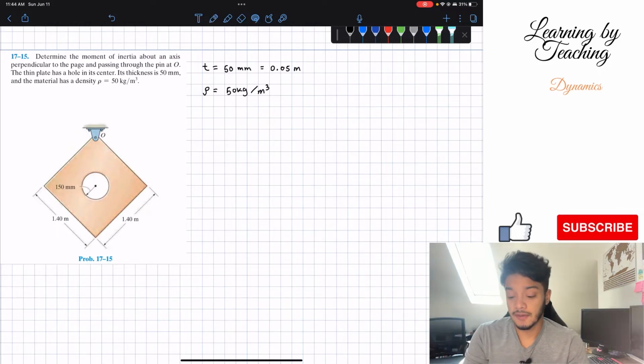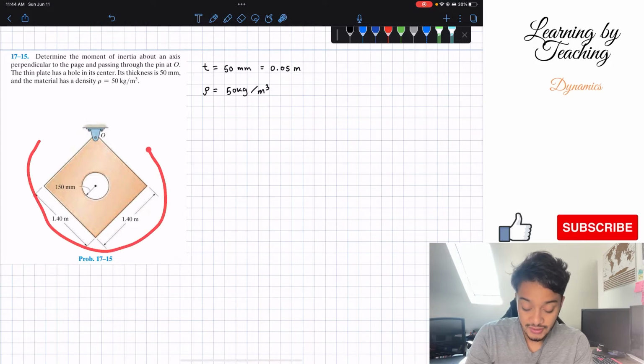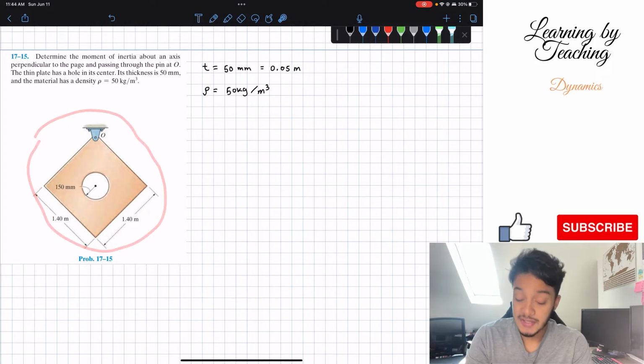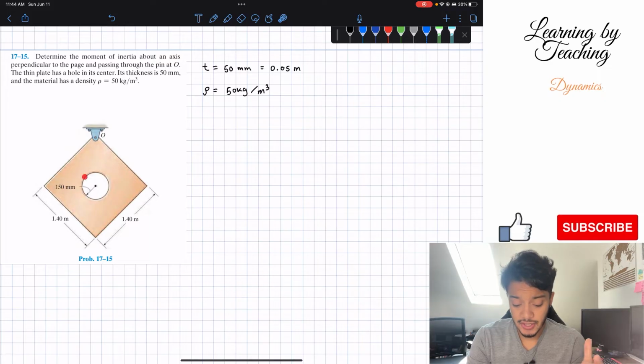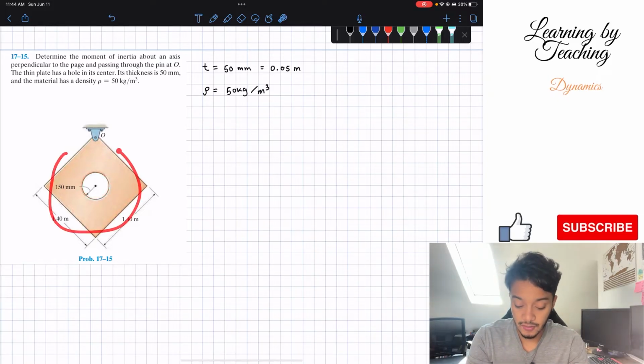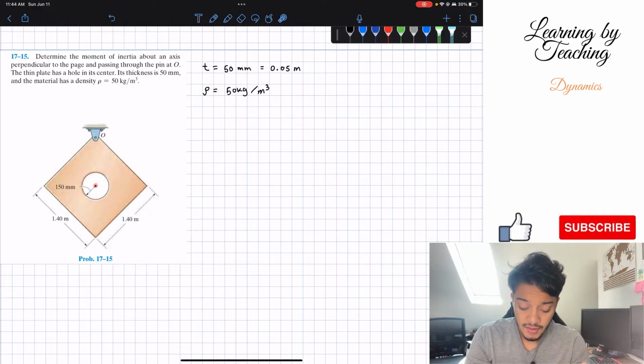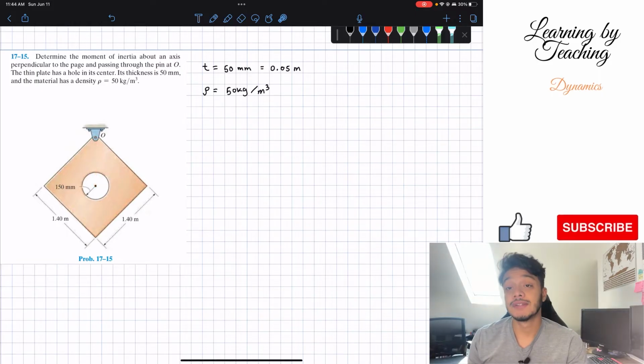How are we going to solve this problem? Well, what we're going to do is calculate the moment of inertia of this basically square, and we're going to subtract the moment of inertia that this circle will create, since it's actually non-existent. We subtract it from our overall square. After that, when we find the moment of inertia about my center of gravity, in this case in here where I'm pointing at, then we're going to take into account the distance from the center of gravity to my point O.